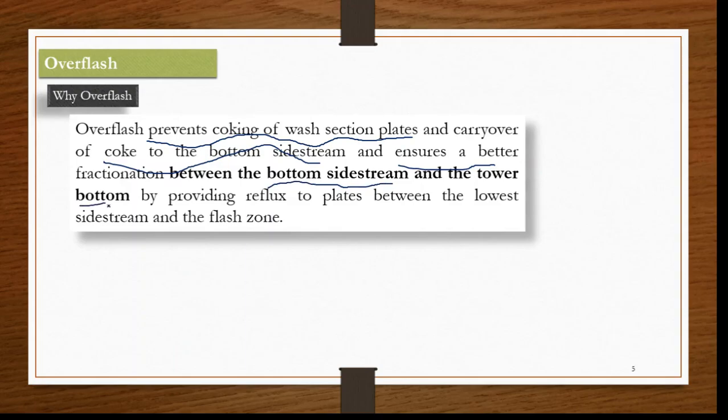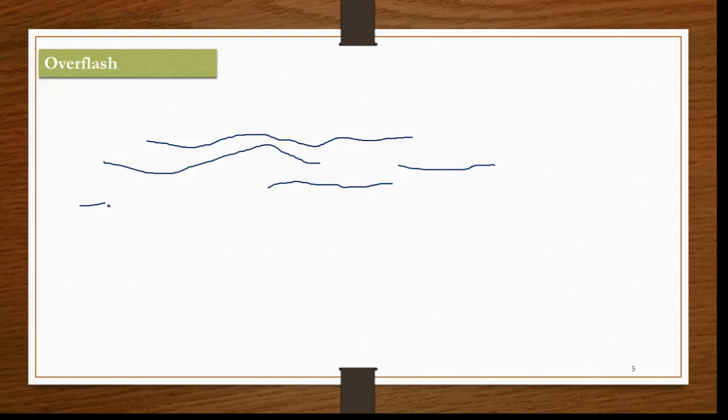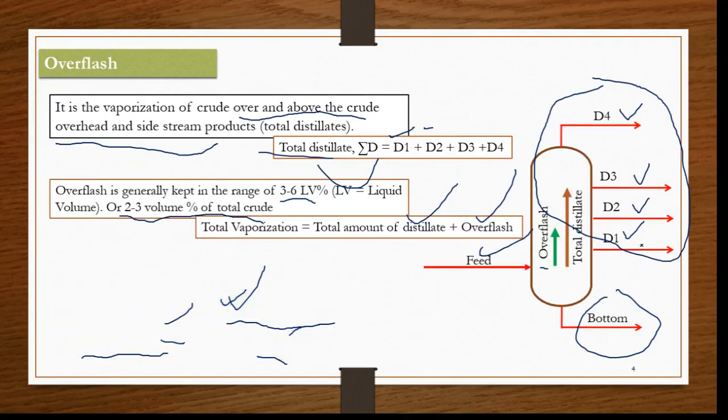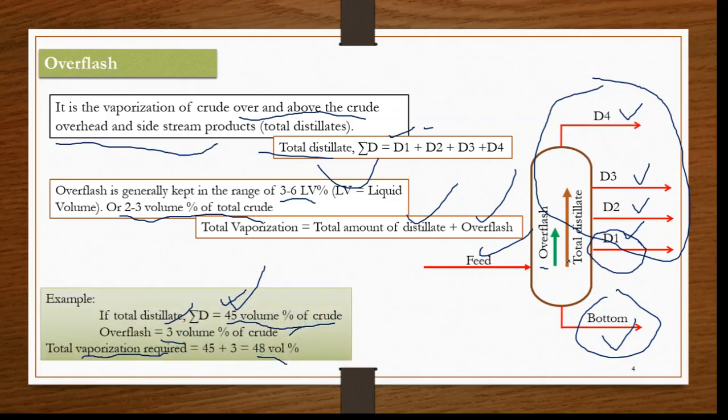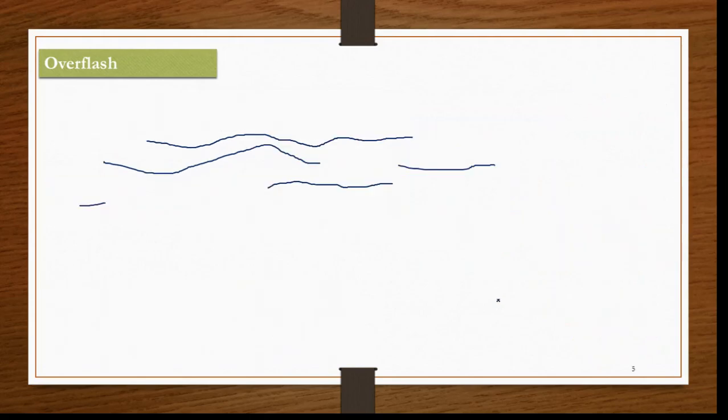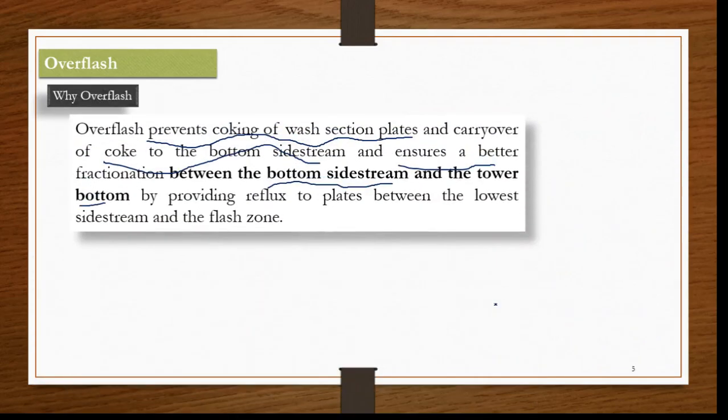So overall it is mostly related with the bottom products. In this case, for example, in this one, this is D1. D1 is the bottom products. I am not talking about the bottom residue, I am talking about the products, distillates. So this is the bottom distillate that is taken out from this column D1. So basically the overflash is carried out between the total distillate and some trace that is available from the feed. To maintain the fractionation between these two things, we need overflash.